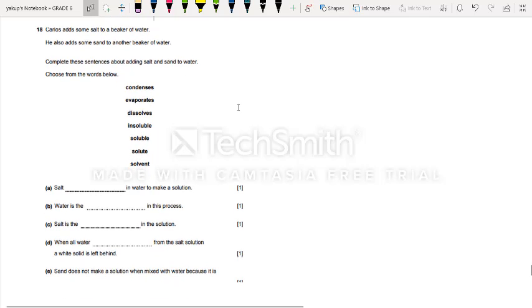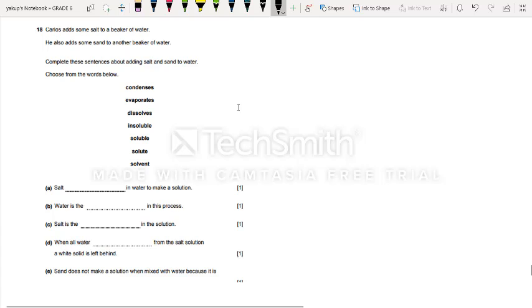Okay, Carlos adds some salt. Question 18. Carlos adds some salt to a beaker of water. He also adds some sand to another beaker of water. Complete these sentences about adding salt and sand to water. Choose from the words below. Okay, guys.